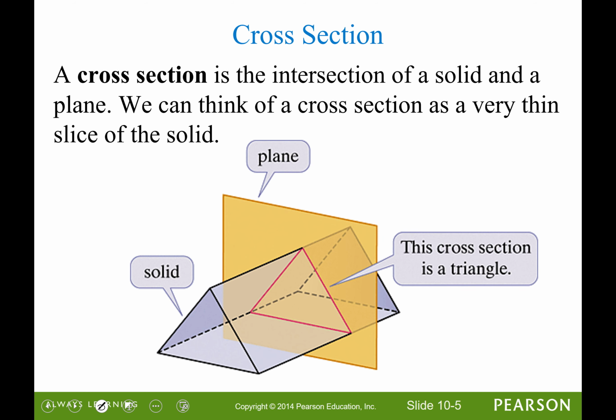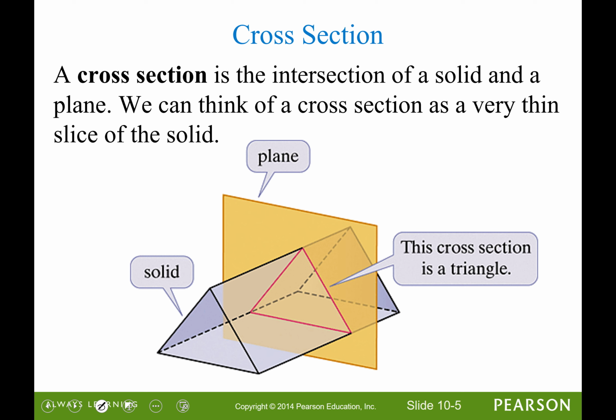Cross sections are the intersection of a solid and a plane. So imagine taking a polyhedron like this one you see here. This is a triangular prism, and cutting it with a plane. Okay, so a two-dimensional surface. So taking a three-dimensional solid and cutting it with a two-dimensional plane. What we get as a result is called a cross section. You can think of a cross section as a very thin slice of the solid.